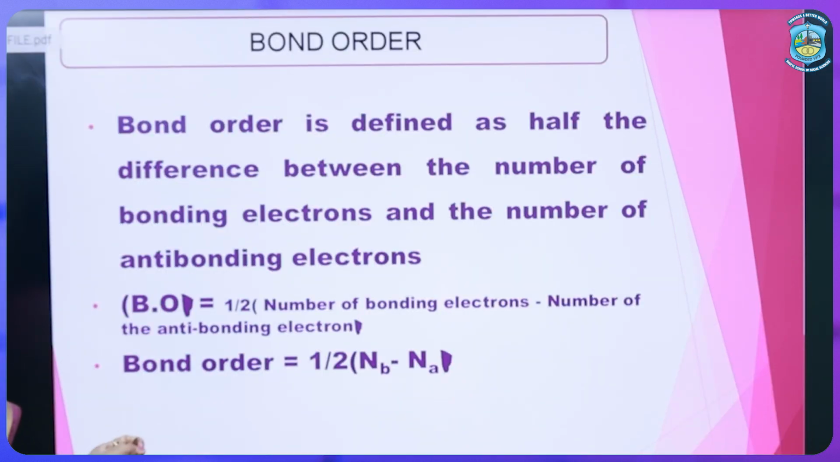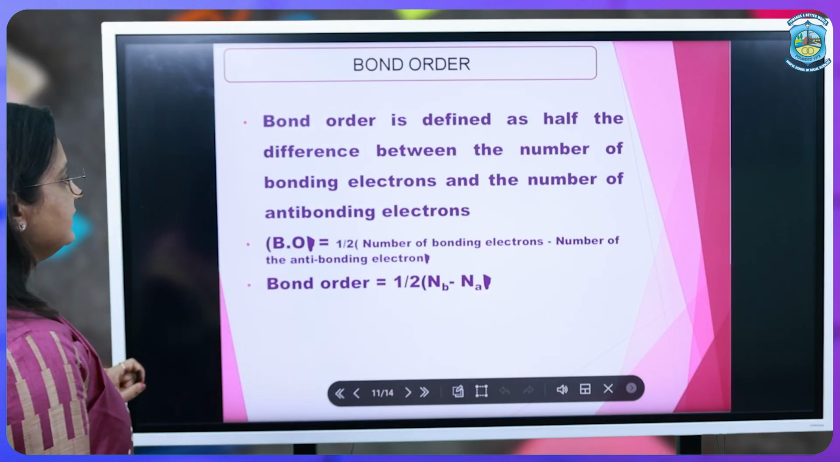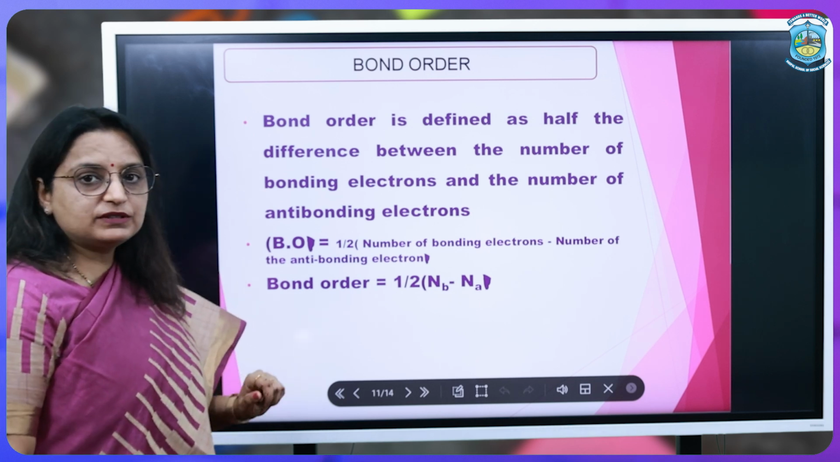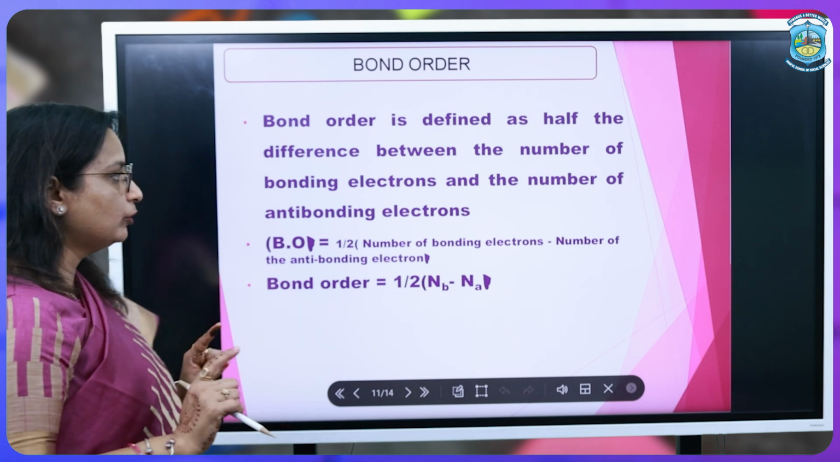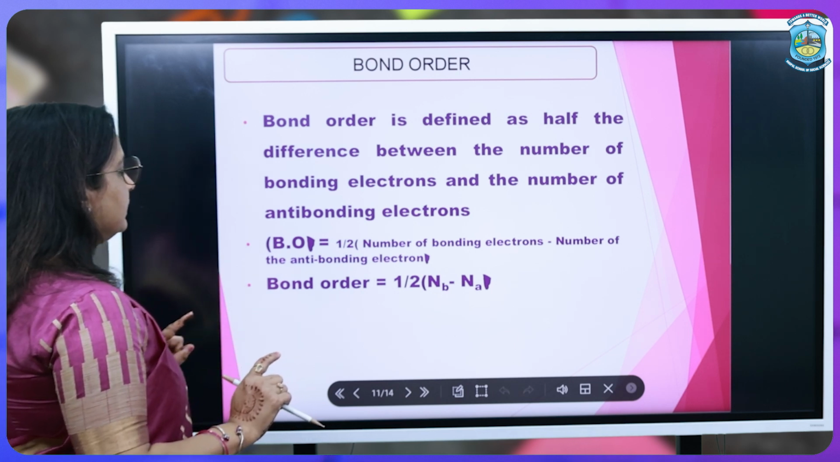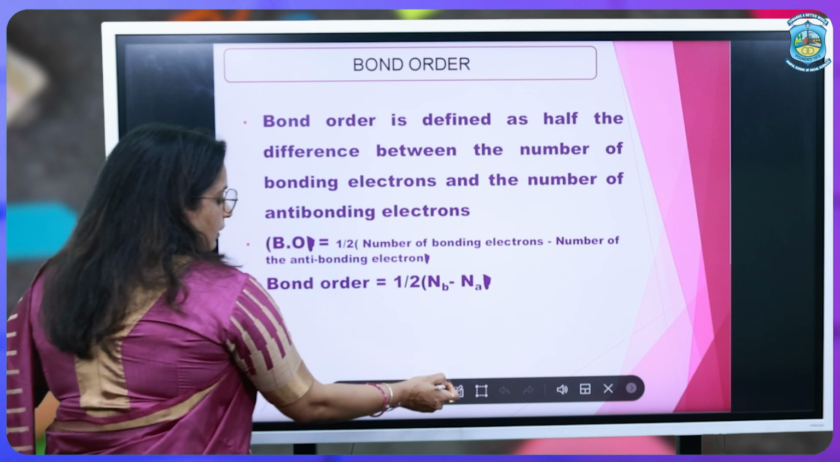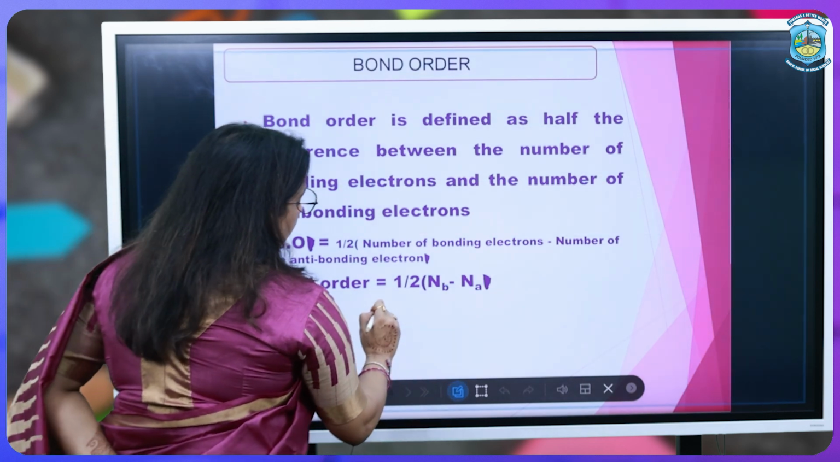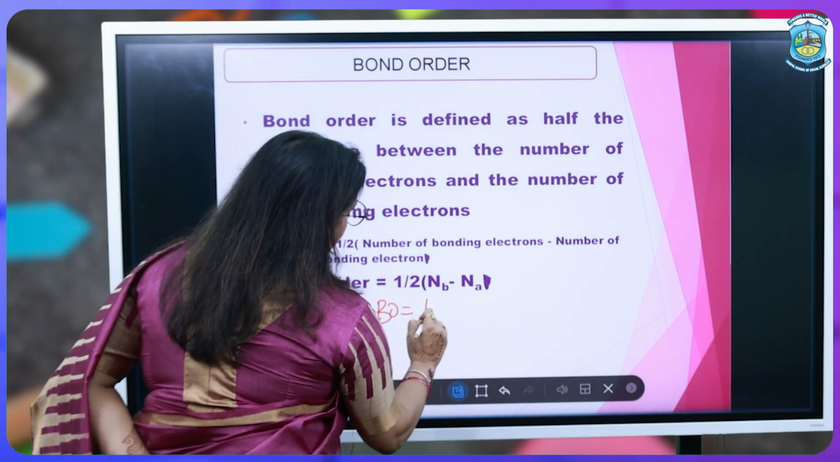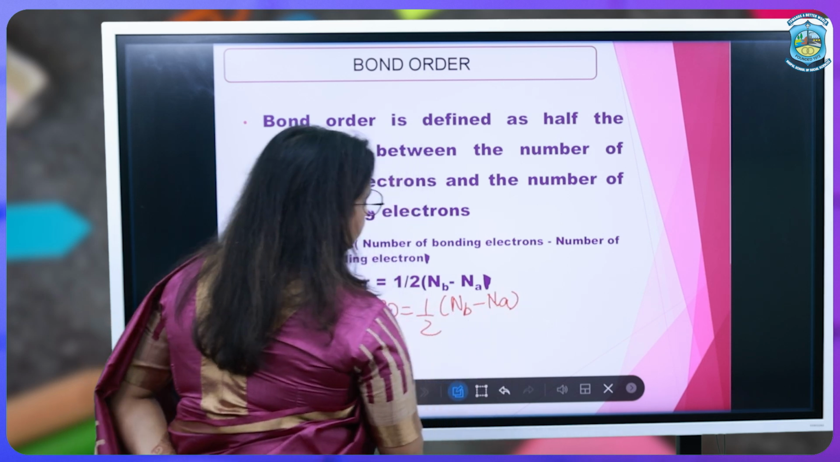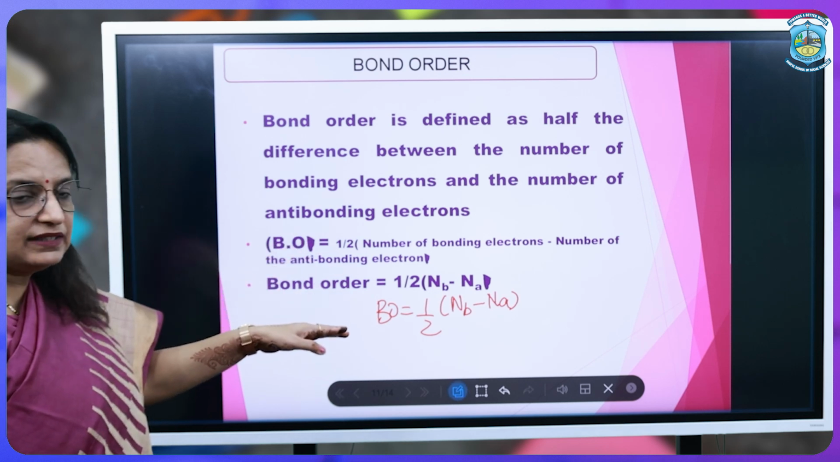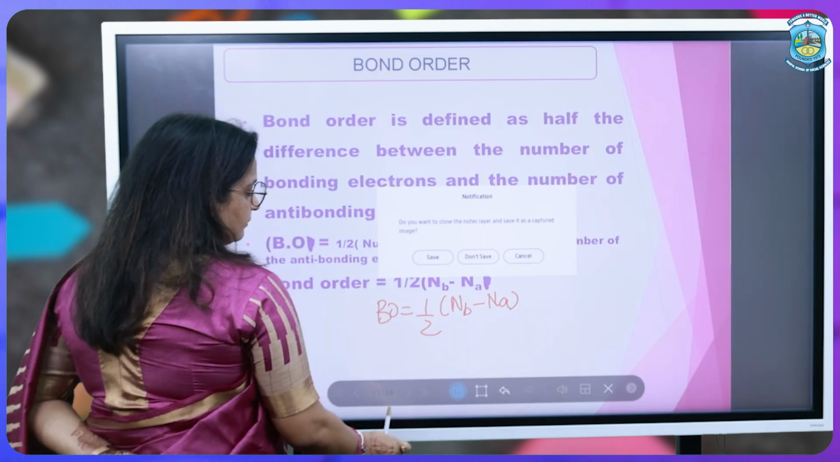So from this data, by filling all the electrons, we calculate bond order. Bond order gives us the idea about the number of bonds present between those two atoms which are participating to form the molecule. So the formula comes out to be bond order is equal to half of the number of bonding electrons minus the number of anti-bonding electrons. I'll show you in the next slide how we are going to calculate bond order.